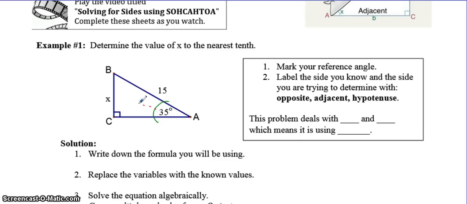So the side we are trying to figure out is the opposite side. The side that we know is the hypotenuse. So because we are using O and H, we would be using the sine formula. So this problem deals with opposite and hypotenuse, which means it is using sine.